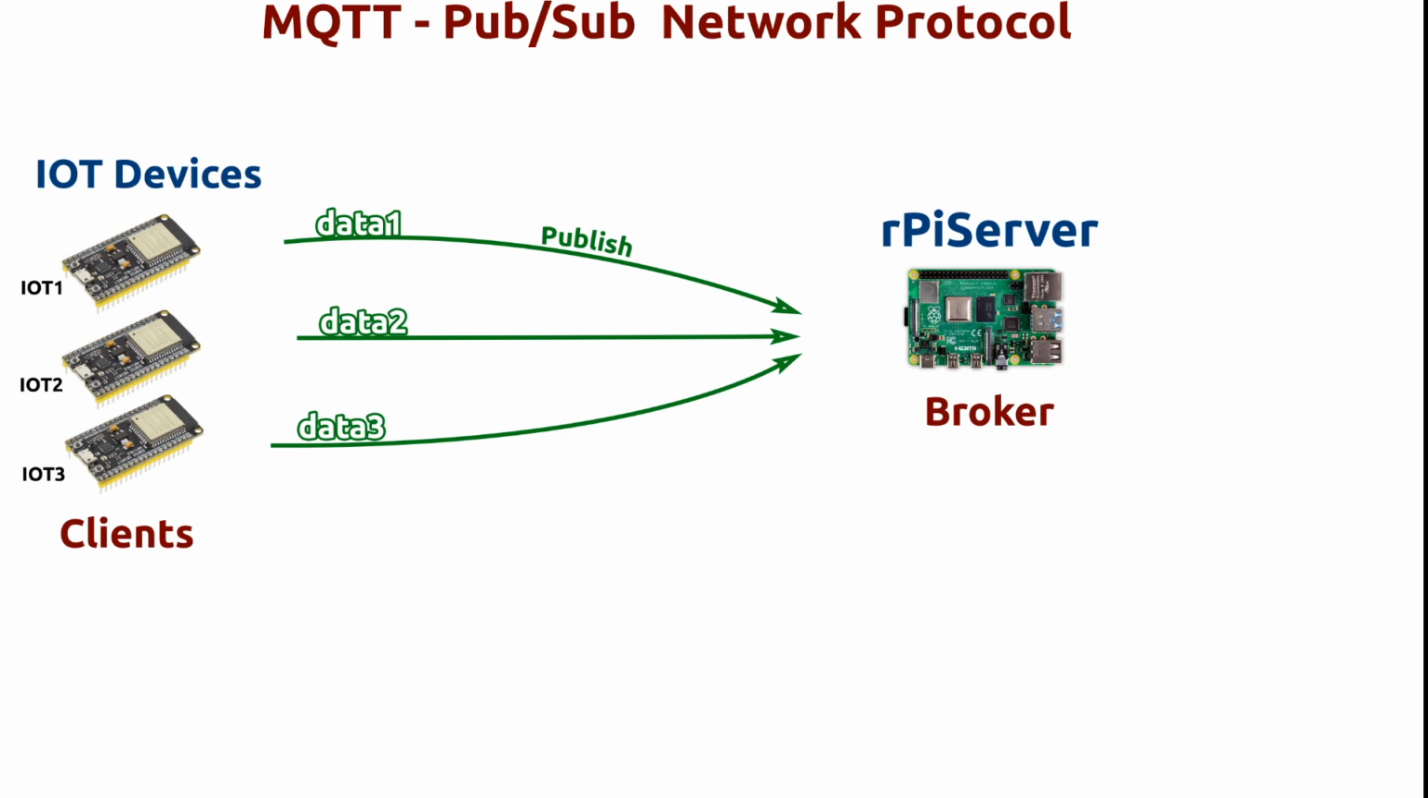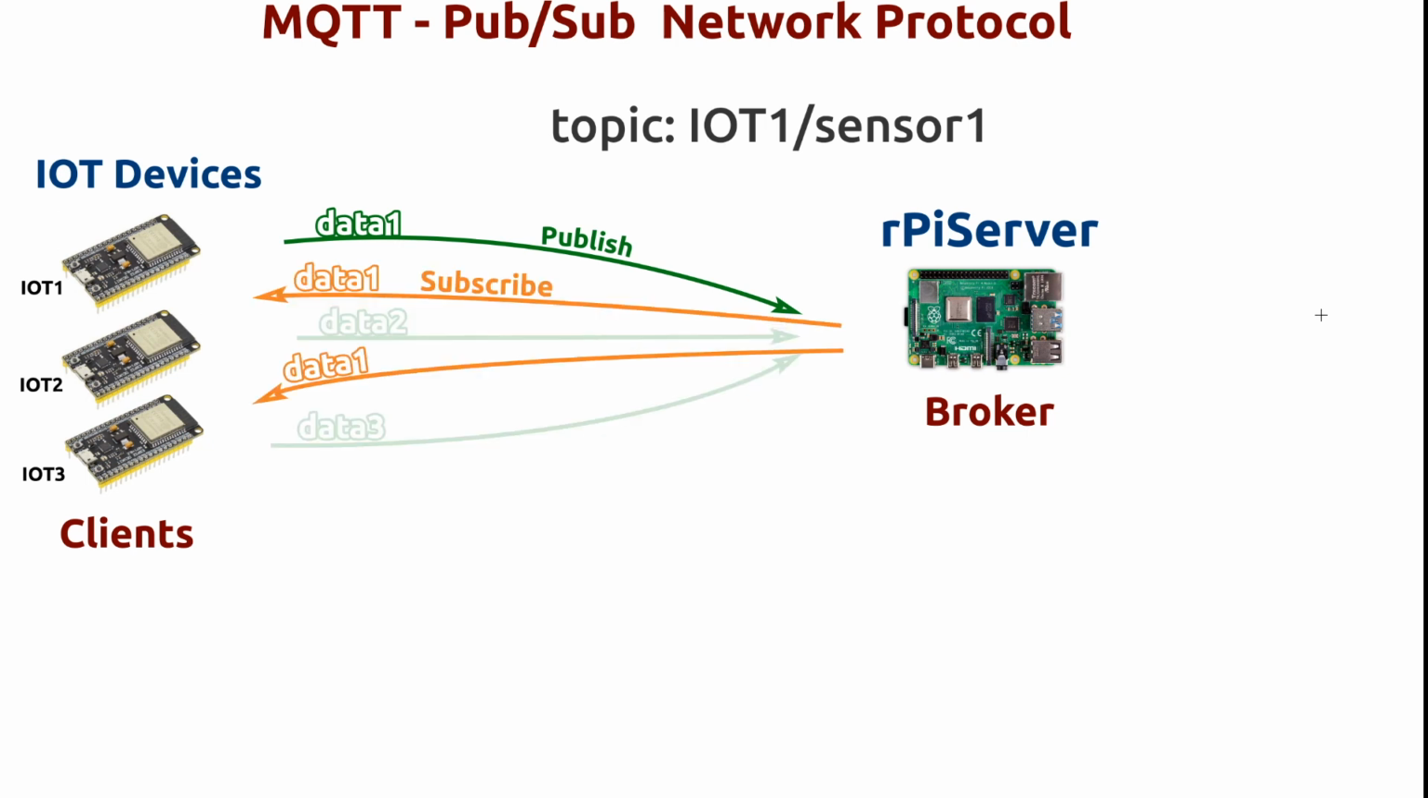So with MQTT, there is the concept of topics. Topics allow the broker to know exactly where this data is coming from and what sensor it is or what reading it might be. So in this example, we have IoT1, which is up here, IoT1/sensor1. So the word data 1 is being sent across to the broker under the topic IoT1/sensor1. Where this is helpful is if you want to subscribe to receive the information that's been sent or published, then all you need to do is subscribe to the topic IoT1/sensor1.